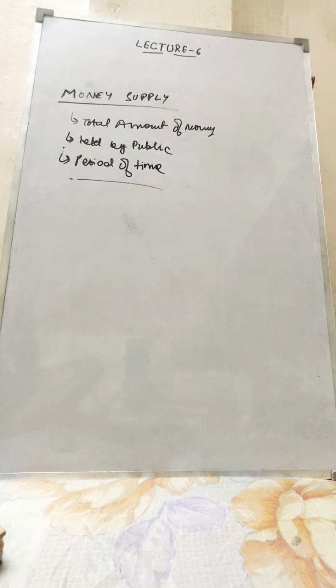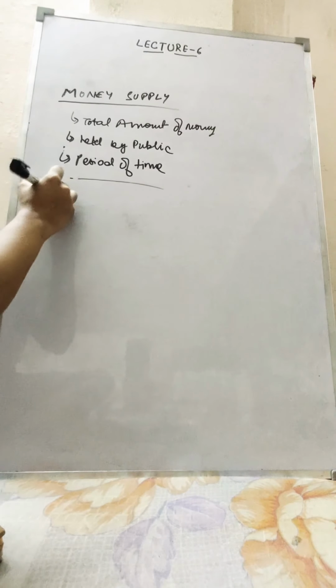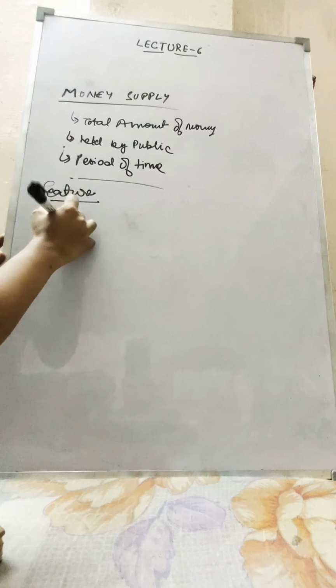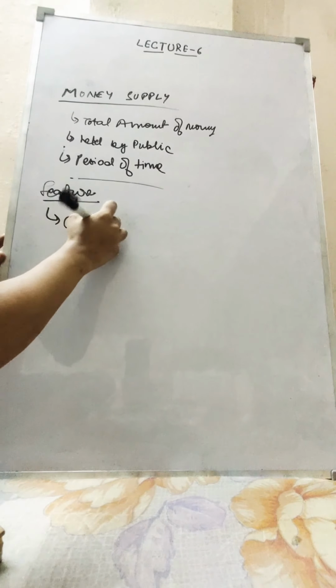Now coming on to features. Features, again we can say that first of all, money is held by public is our very first feature that we need to note down, that first of all, it is held by public.